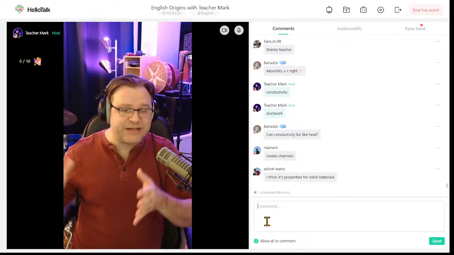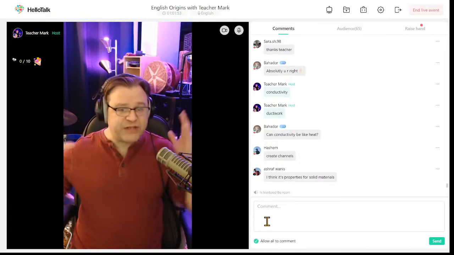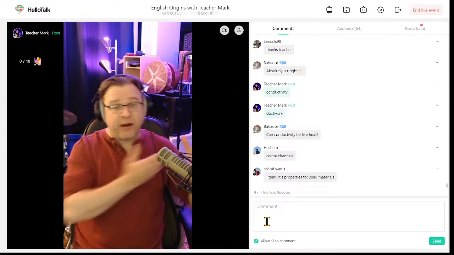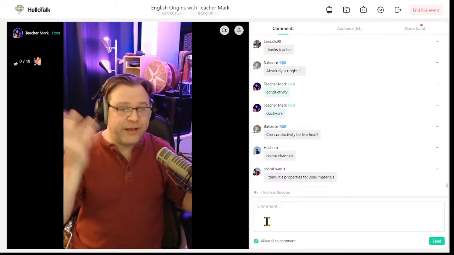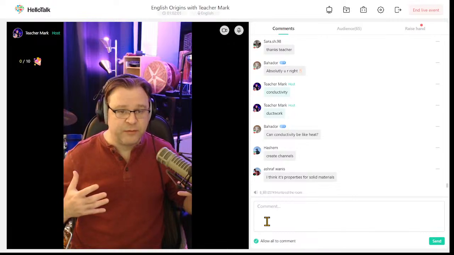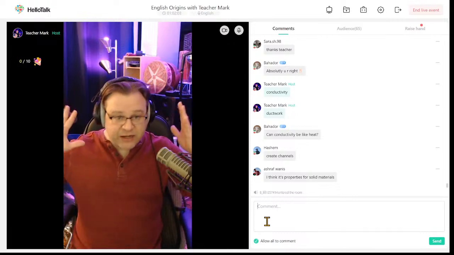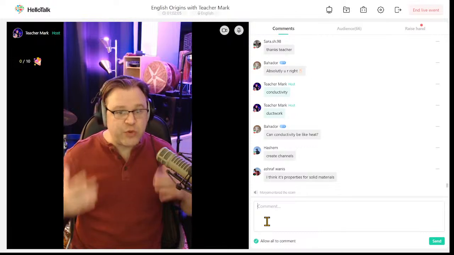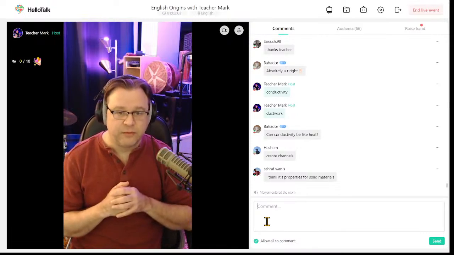So a duct is something usually for air, right? To lead air. DUCT means to lead. So the ducts lead the air where you want it to go. Okay?